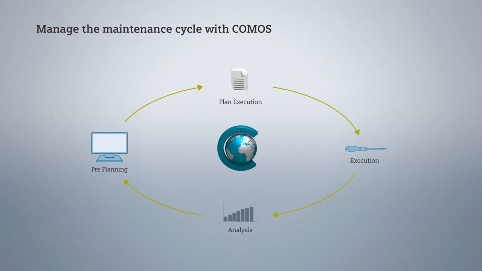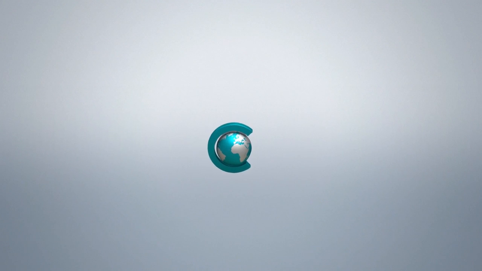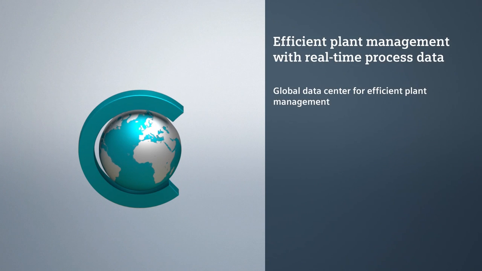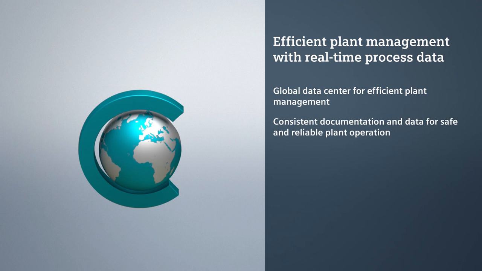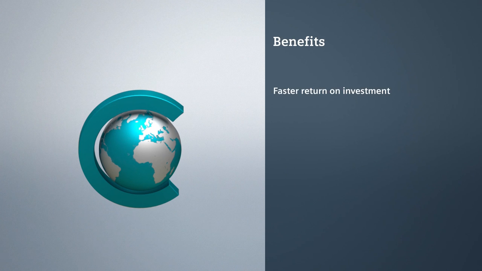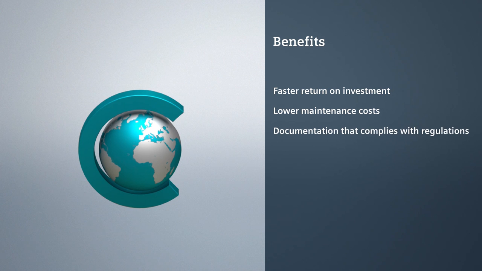COMOS Operations offers you a fully integrated system for complete asset management. Risk-based assessments enable the implementation of an efficient plant management strategy. Consistent plant and project documentation that is available at all times forms the basis for safe and reliable operations. KPIs and comprehensive analysis tools allow continuous improvements in plant engineering and operation, including change management. Your benefits: faster return on investment, lower maintenance costs, documentation that complies with regulations and standards.